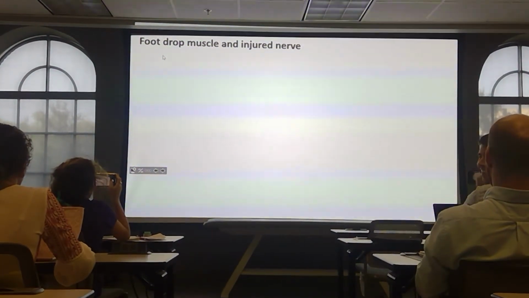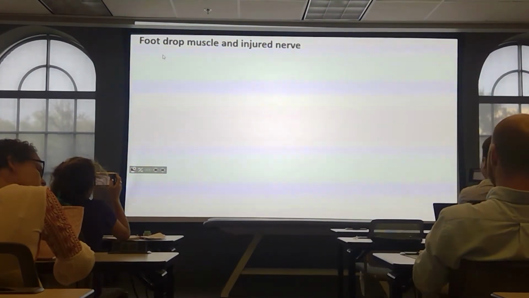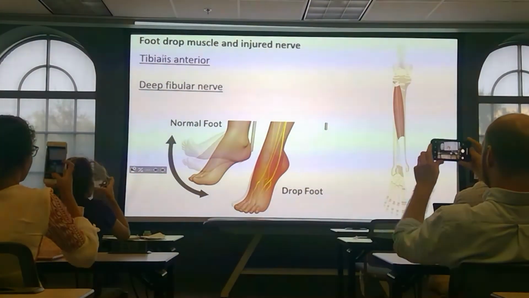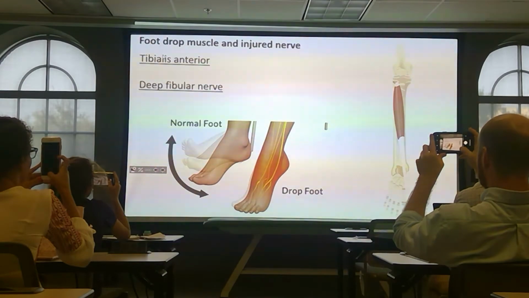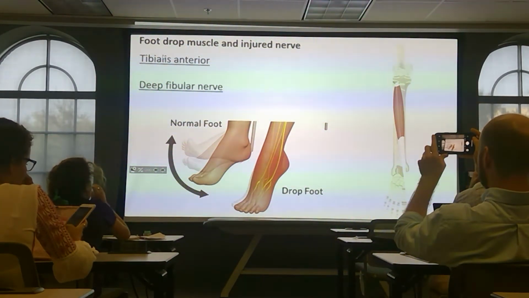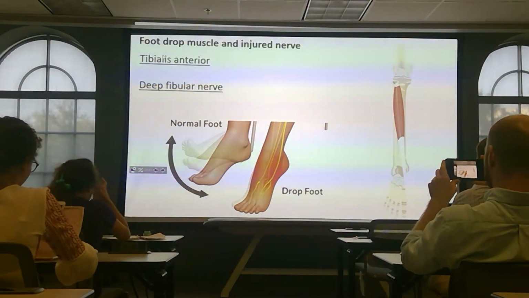Foot drop: muscle and injured nerve. You guys remember what that one was? Anterior tibial, good. Yep, tibialis anterior and the deep fibular nerve. So the patient will not be able to dorsiflex their foot, so they come in with a foot drop. They're going to kind of drag their foot along the ground.